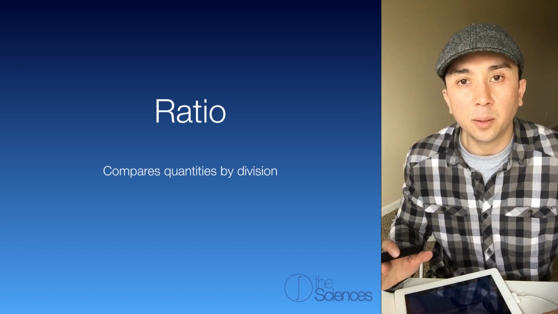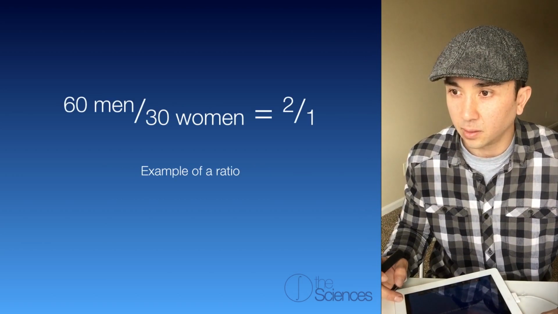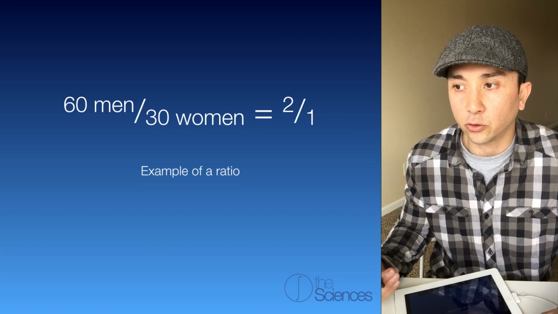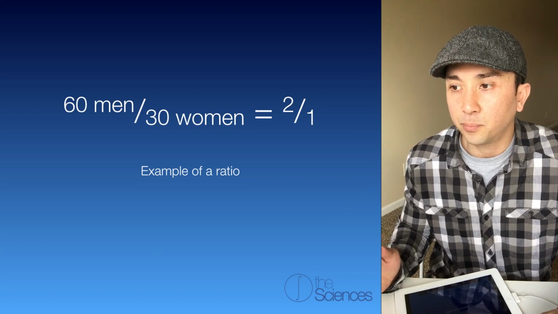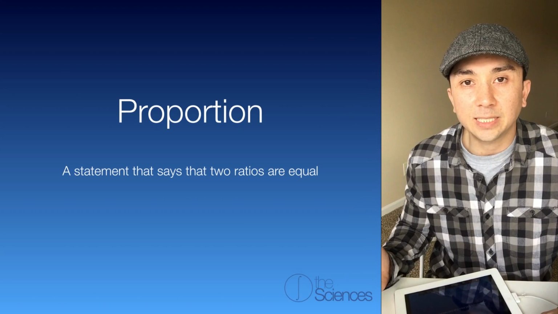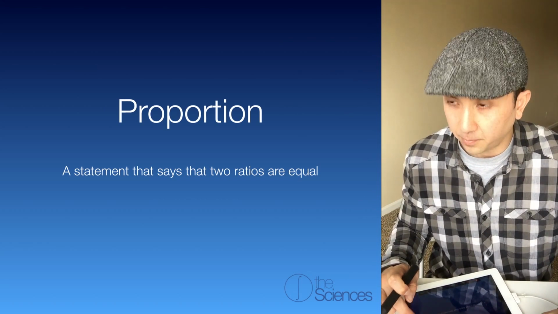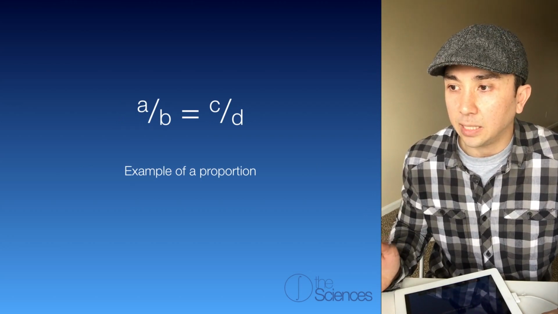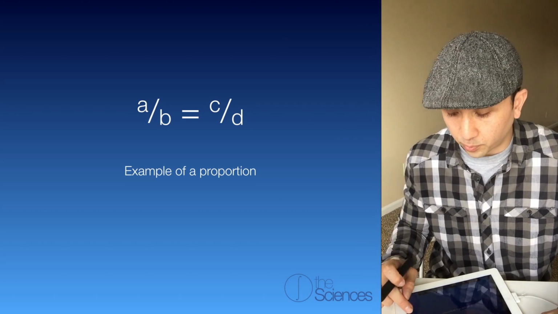Now a ratio compares quantities by division. So here we have 60 men over 30 women, or our ratio is 2 men per woman. A proportion is a statement that says that two ratios are equal. So here if we have A over B equals C over D, this is an example of our proportion.